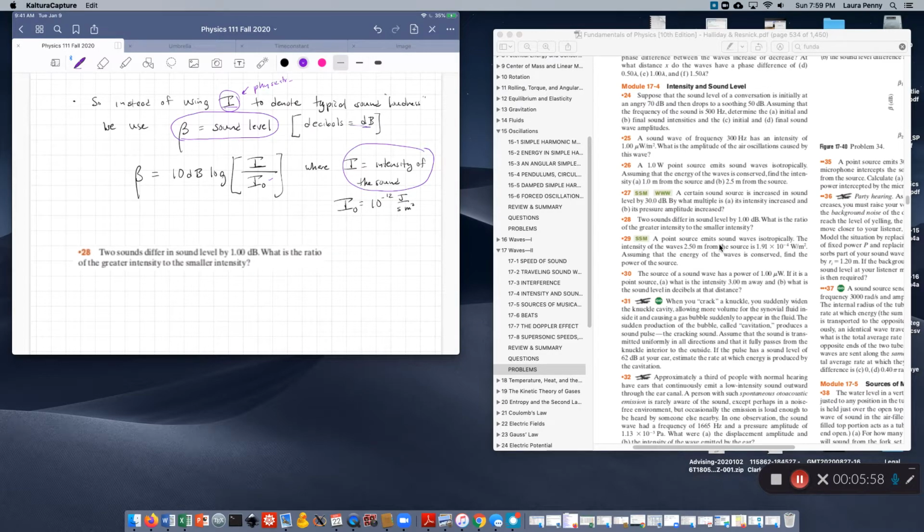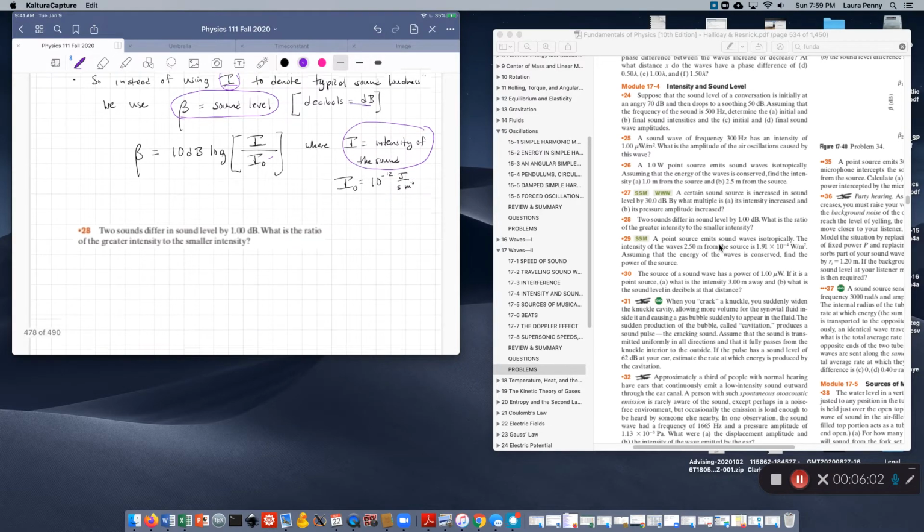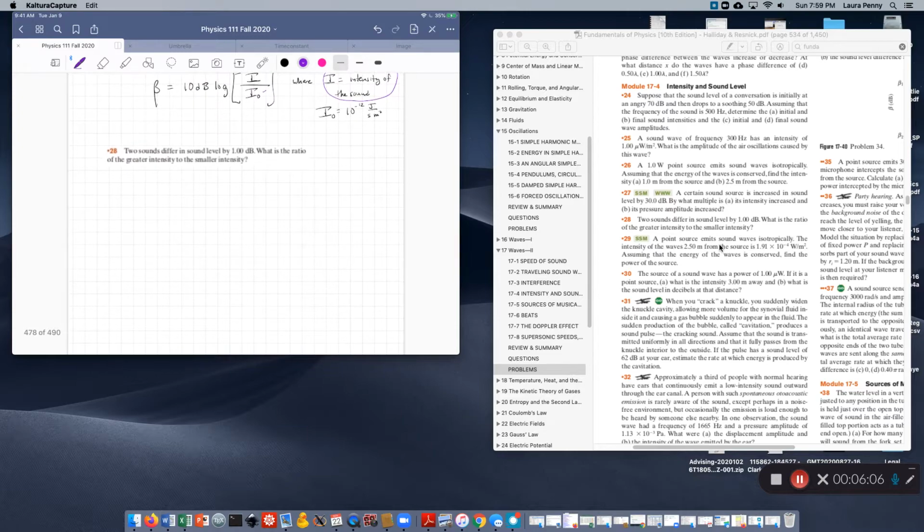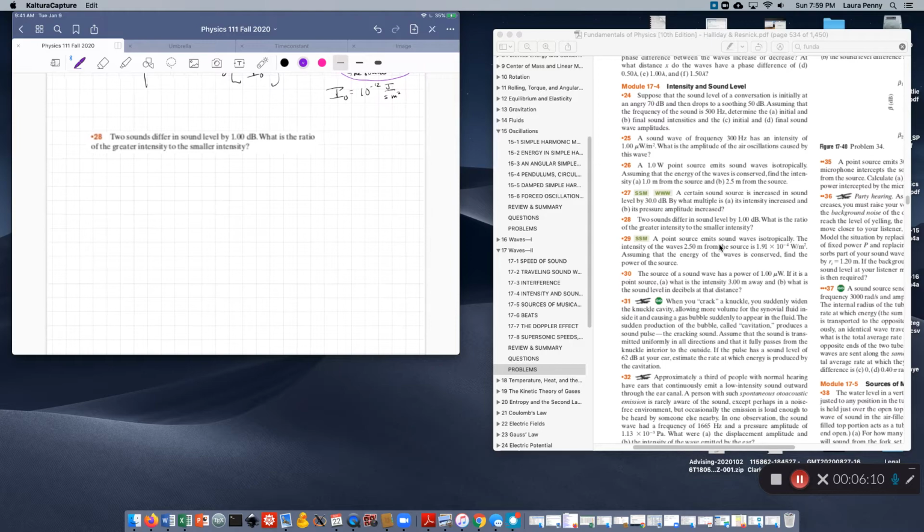And that will tell you the decibel sound level limit, or the amount of decibels that are coming in. And so we talk about sound level that way. I thought we could go ahead and do this problem real quick, number 28. It says 2 sounds differ in sound level by 1 decibel. So that basically means that sound level 2 minus sound level 1 is 1 decibel.